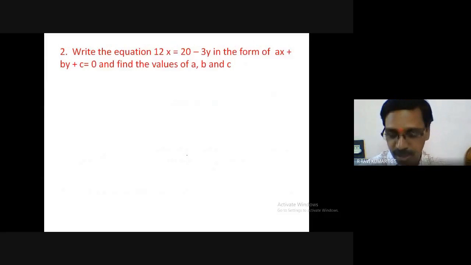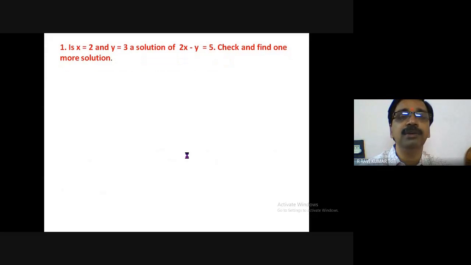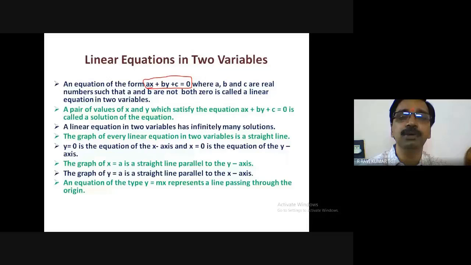Take a screenshot of this so that you will have some points. These points will be asked in the objective type questions. What is the equation of the x-axis? What is the equation of a line passing through the origin? What is the equation of the line parallel to the y-axis? These are the general questions.